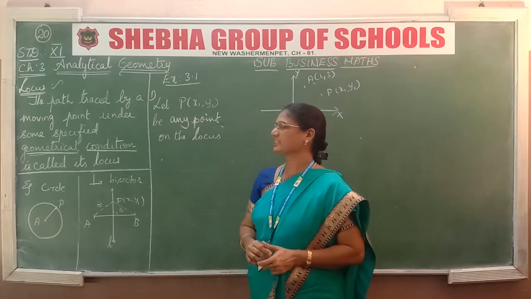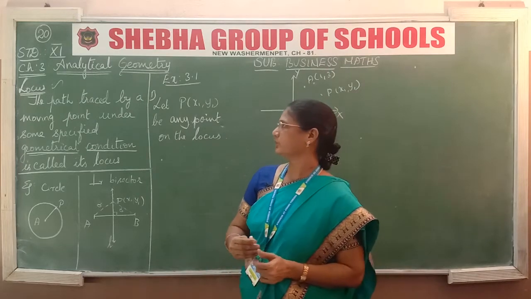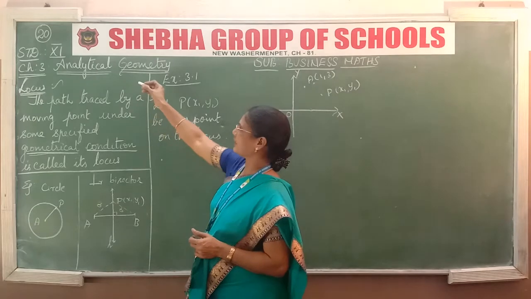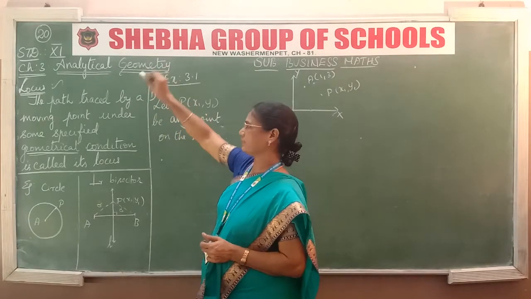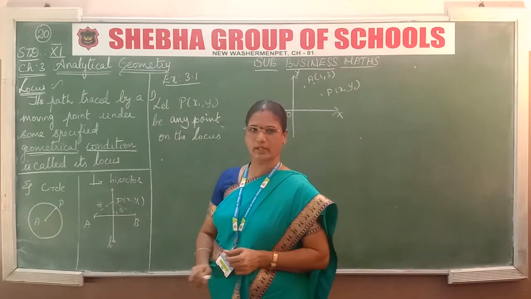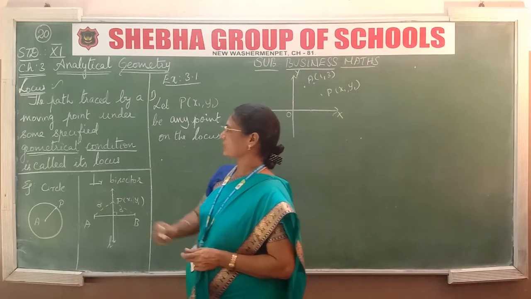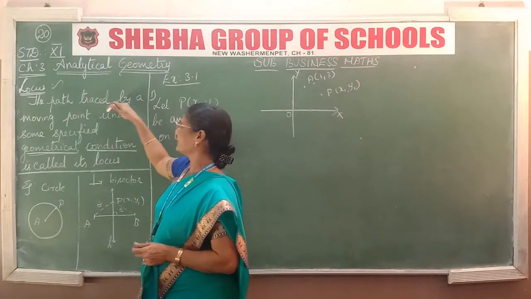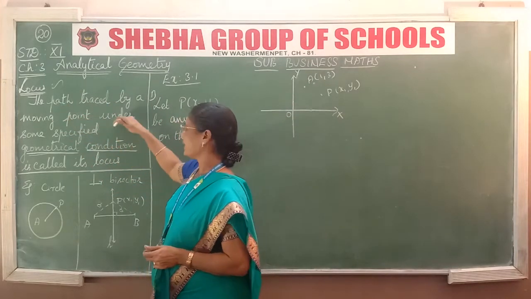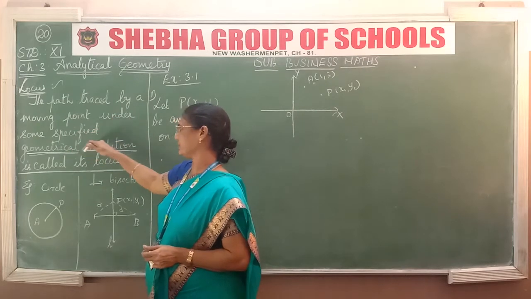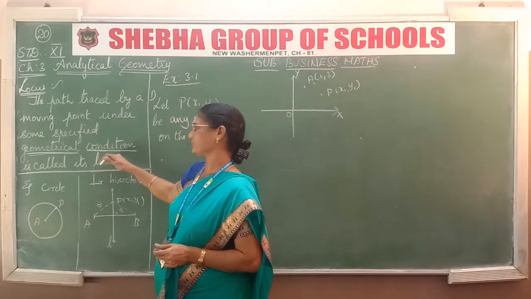In the previous class we have studied algebra. Today we go for a new chapter, that is analytical geometry, third chapter. The first heading is locus. What is locus? The path traced by a moving point under some specified geometrical conditions is called its locus.